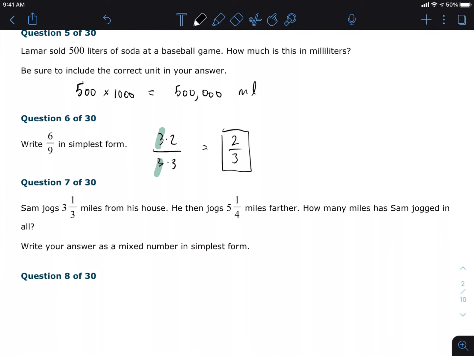All right, so number 7 says, Sam jogs 3 1/3 miles from her house. Then she jogs 5 1/4 miles further. How many miles did she jog in all? So basically it's saying 3 1/3 plus 5 1/4. And so the way that I do this problem is I'm going to change my mixed number into an improper. So I'm going to get 10 over 3 plus 21 over 4. Does everyone remember how to do that?